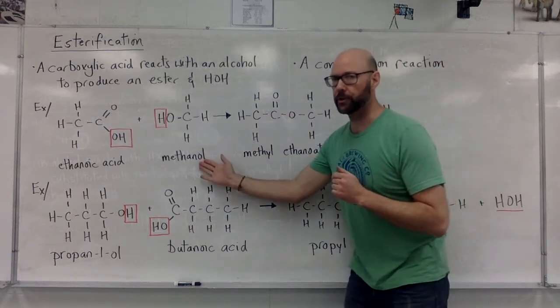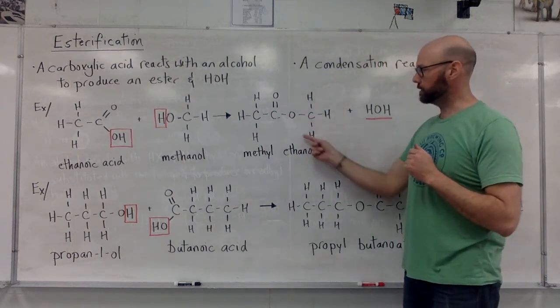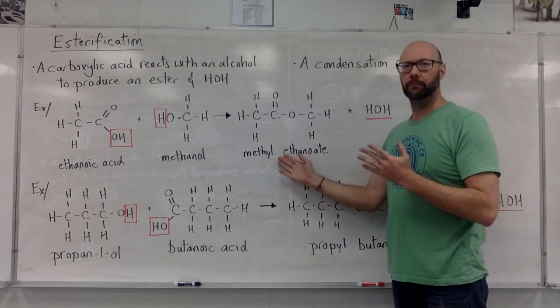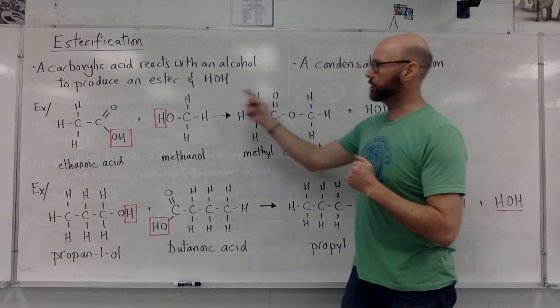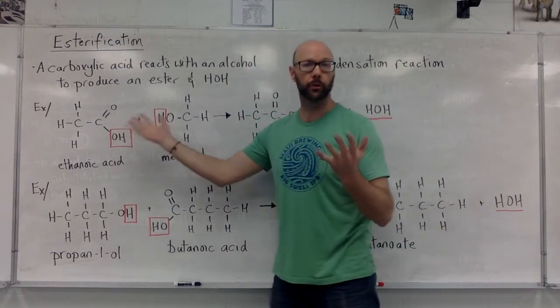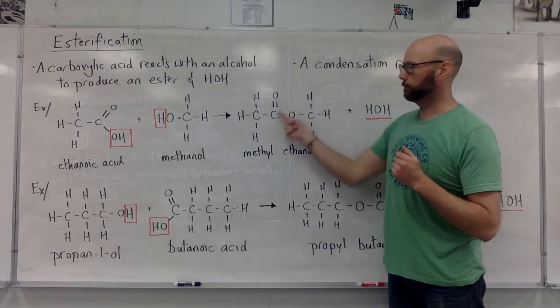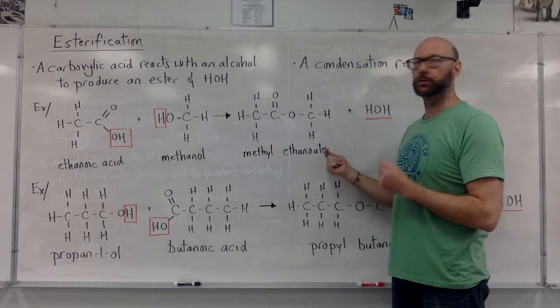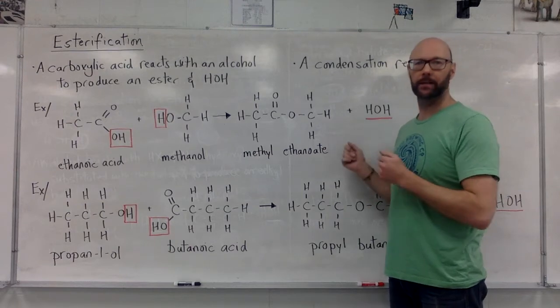Look at that. We had methanol. Here's the remains of that molecule with one carbon in it. It becomes methyl. The acid side, the double bonded oxygen, was left behind on the carboxyl group. And here it is. It's a two-carbon group. It's ethanoate. We produced methyl ethanoate.